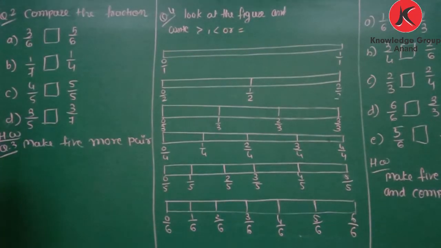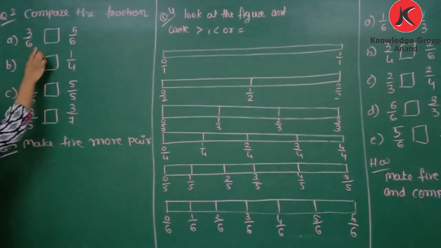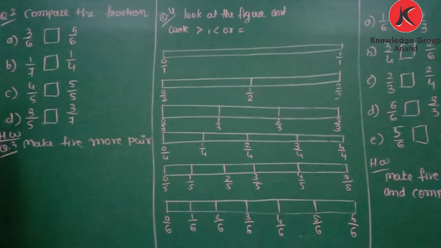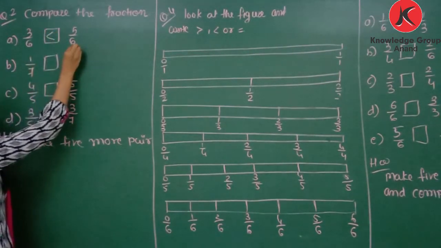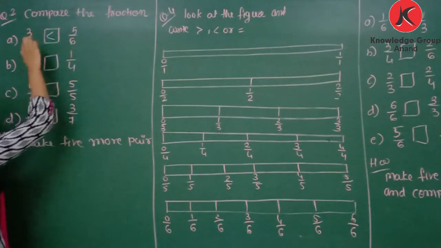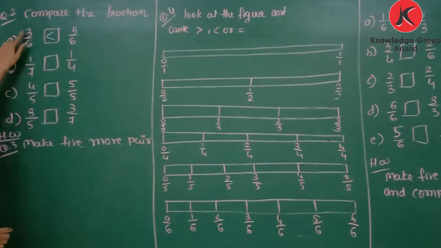Question number 2. Compare the fractions. So here 3 by 6 and 5 by 6. Now it is a like fraction. So which one will be greater? 5 by 6. Like fractions, means the smaller numerator becomes the smaller fraction. So here 3 is smaller than 5, so it is less than sign.